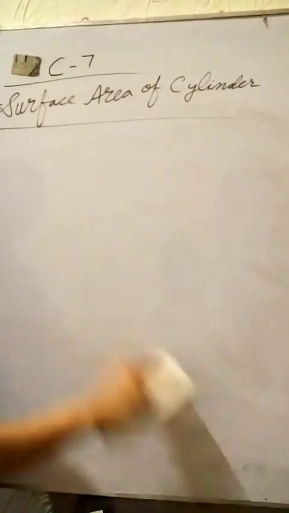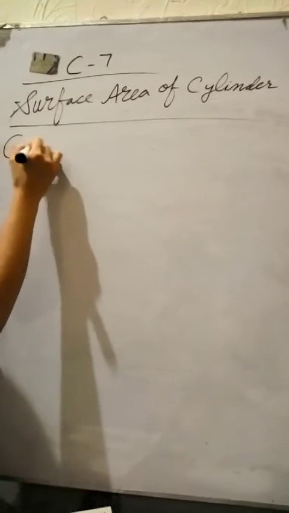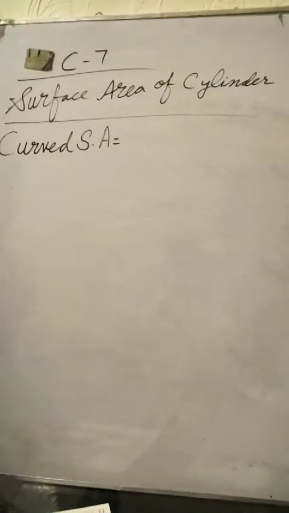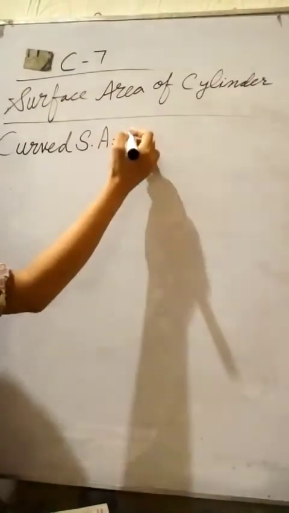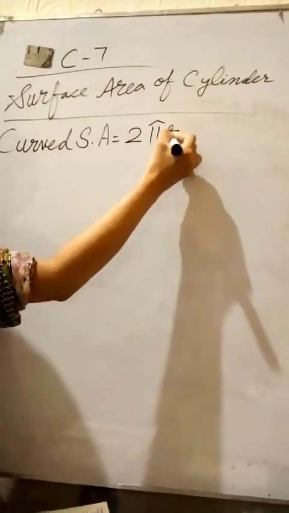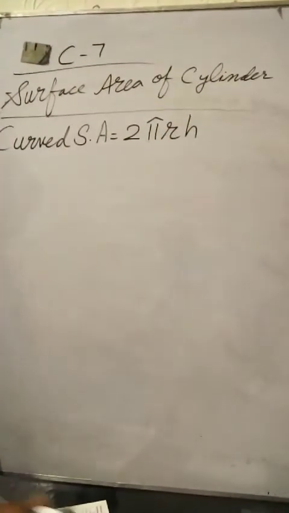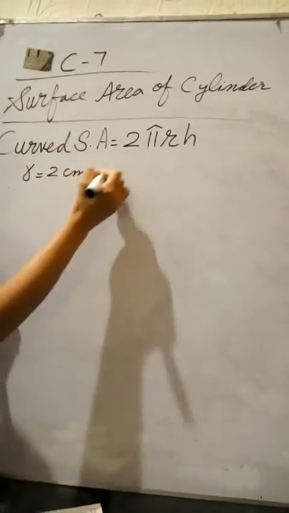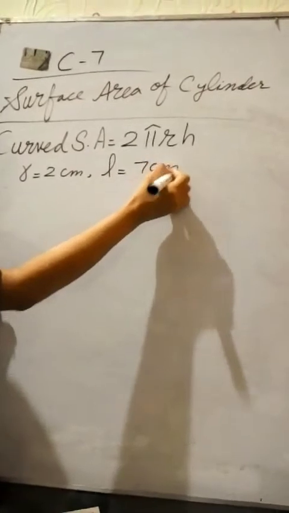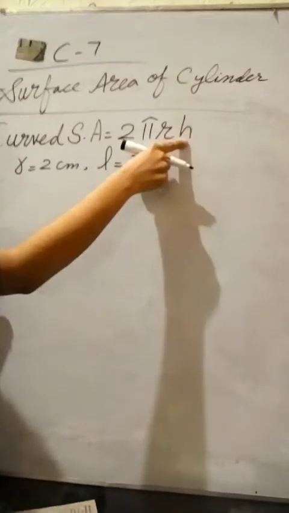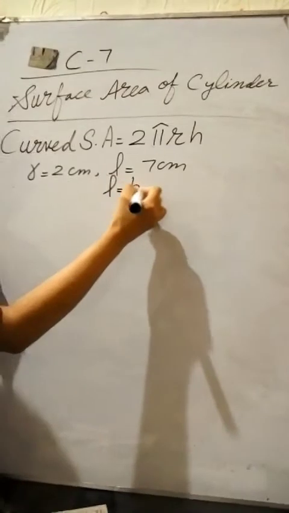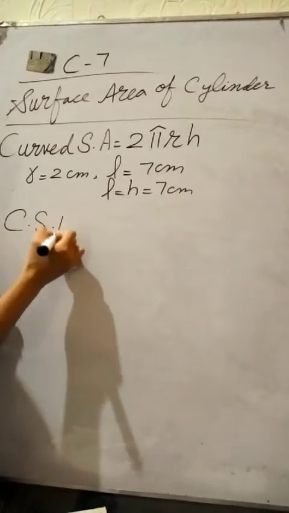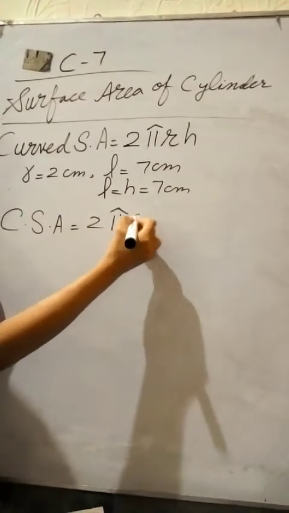The other question is related to curved surface area. The curved surface area formula will be 2 pi r h. Now the formula will be changed. Let's see, we have radius equals 2 centimeter and length equals 7 centimeter. What about length? We need height, so length we can use as a height. So height is 7 centimeter. Now put the formula, curved surface area: 2 pi r h.